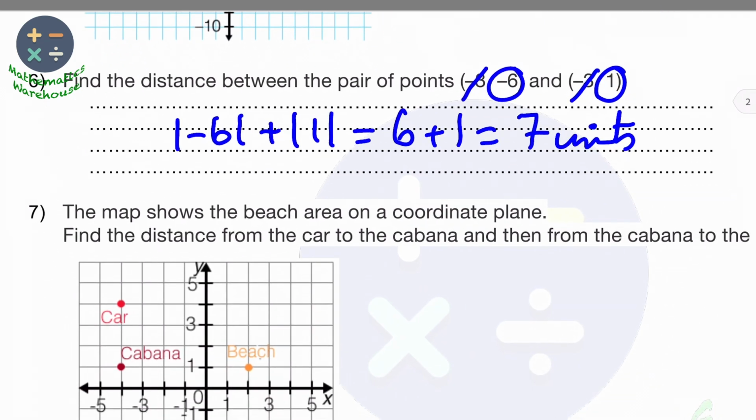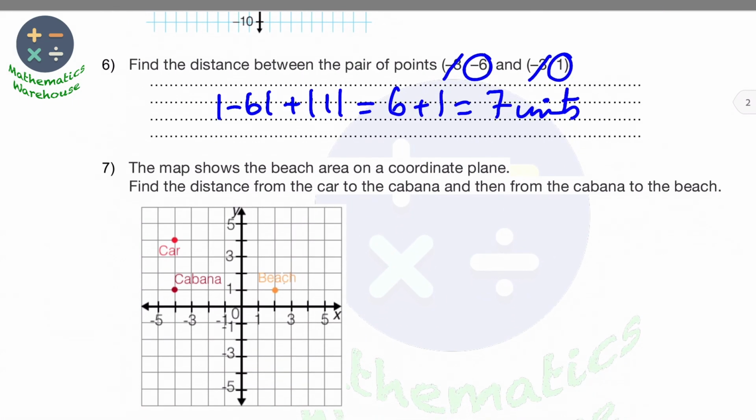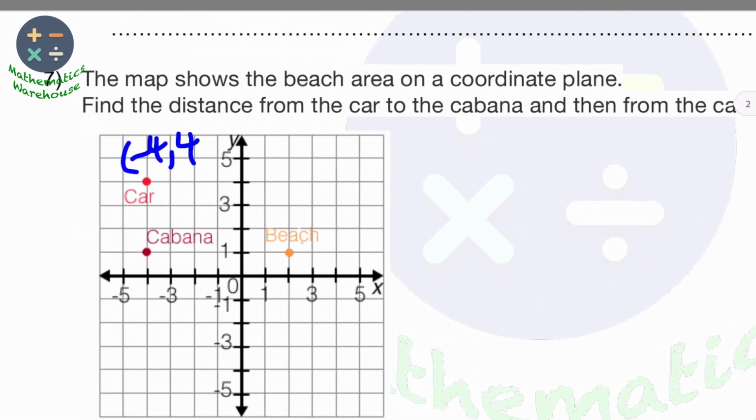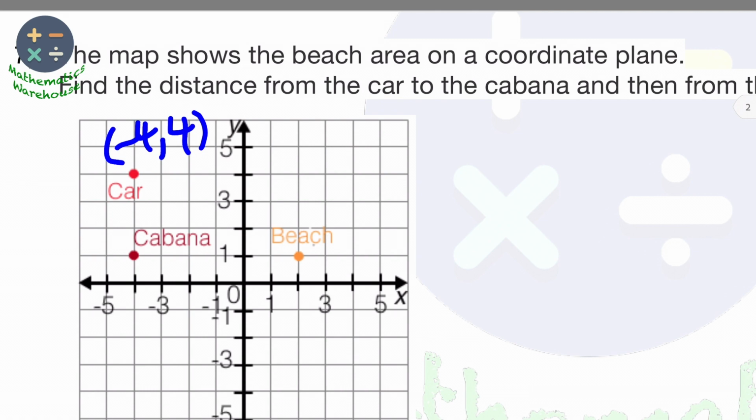Next question. The map shows the beach area on a coordinate plane. Find the distance from the car to the cabana and then from the cabana to the beach. Here the car is located at (-4, 4), as you notice, and the cabana is at (-4, 1), and the beach is at (2, 1).